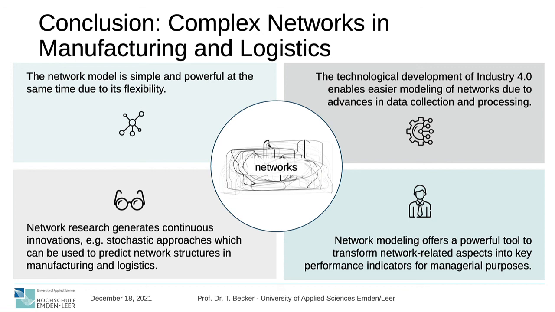Second thing is that we've seen that the technological development of Industry 4.0 makes it easy for us to collect data and to process this data, so we can now make use of very, very large network models and also the different types of key performance indicators that we can receive from the network data. And the third thing is that network modeling offers a powerful tool to transform network-related aspects into these KPIs, also for managerial purposes. We've seen that network infrastructure can be quantified, it can be transformed into numbers, and therefore it can also be used for decision making and management on all the different levels, on the operational level, but also on strategic levels.